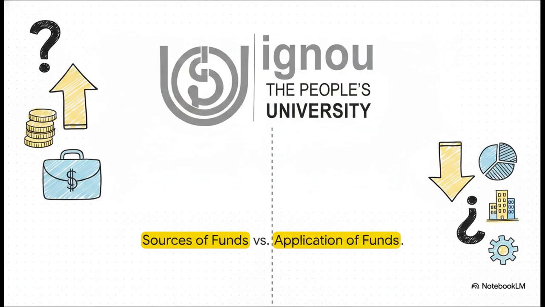The top half acts as your sources of funds. This explicitly answers where the money is coming from, listing out things like share capital, reserves, and loans. Then, the bottom half is the application of funds. This tells us exactly where that money is going, mapping out your fixed assets, investments, and working capital. It's brilliant because it transforms what used to be a static snapshot into a really clear chronological story of where a company gets its cash and how it deploys it.